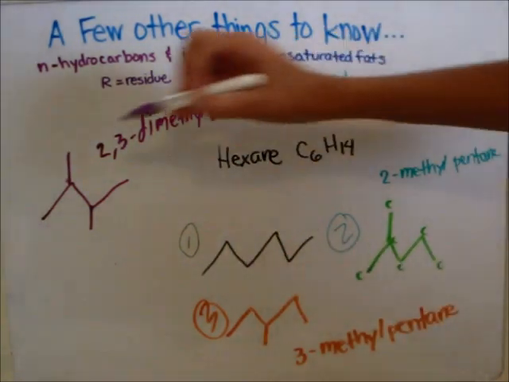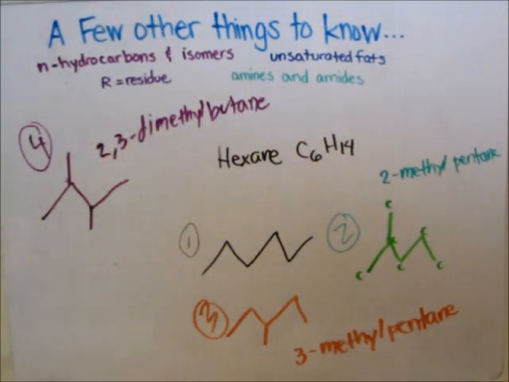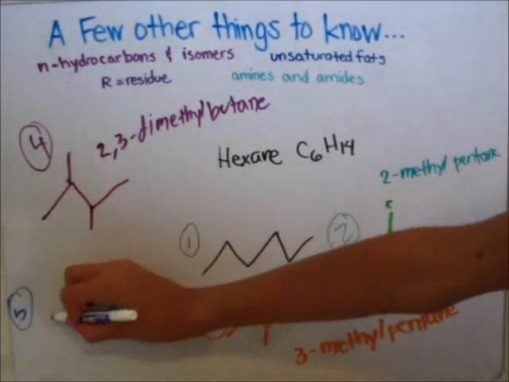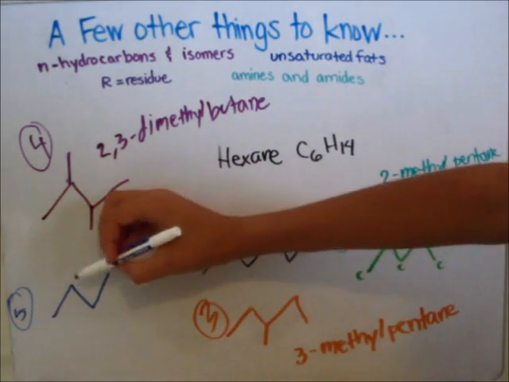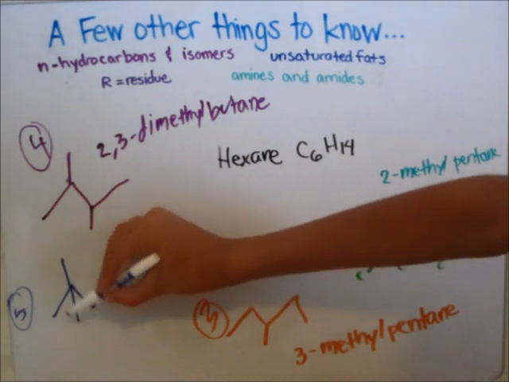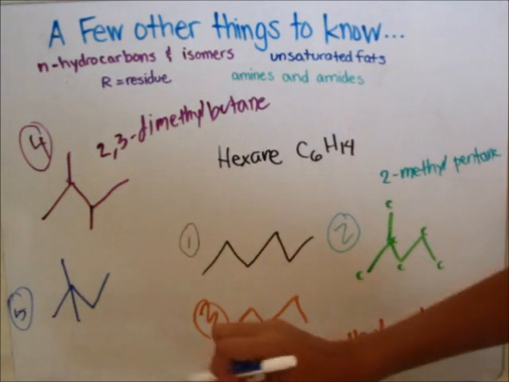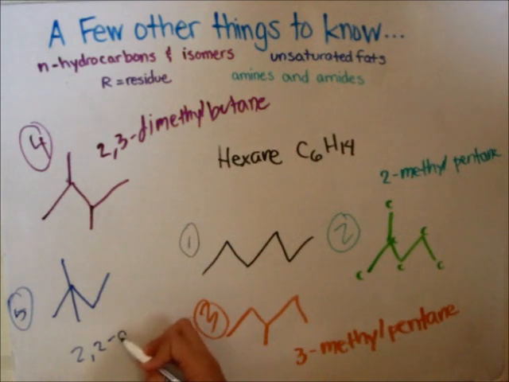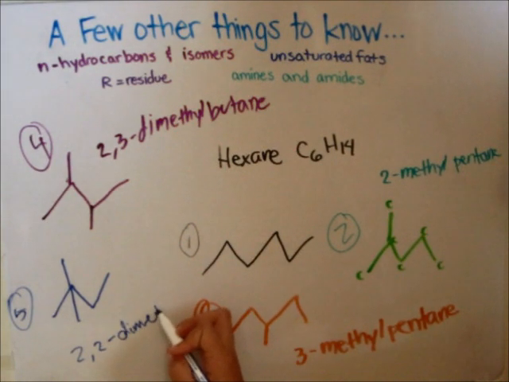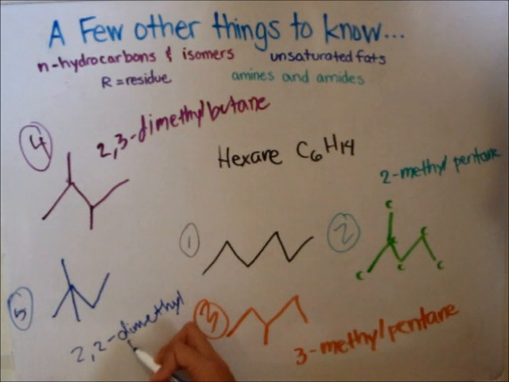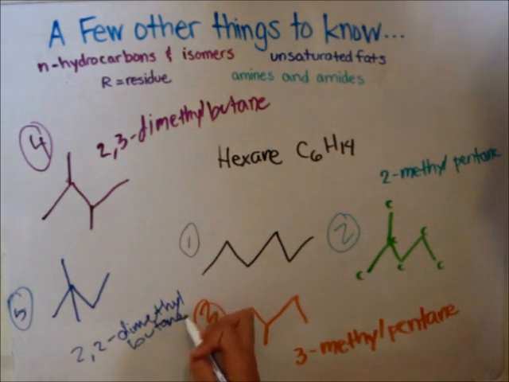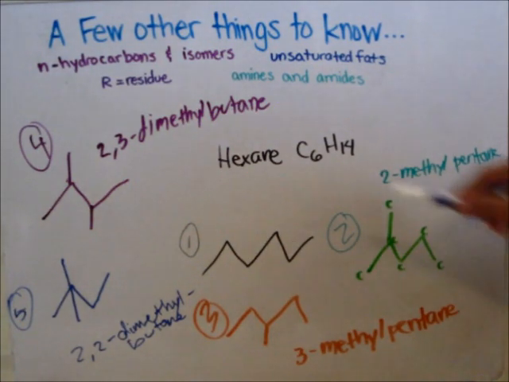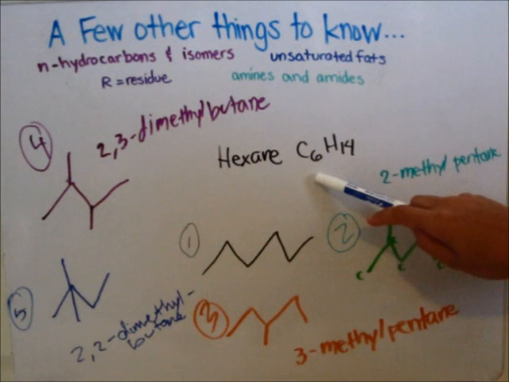Hang on, so that was the 4th way. And the 5th way would be, you have your butane parent chain again, and you put these two branches both on the second carbon. So this would be 2,2-dimethylbutane. So understand there's 5 total isomers of C6H14.